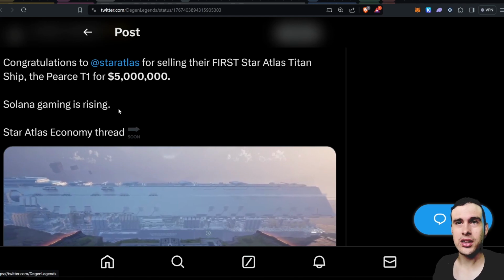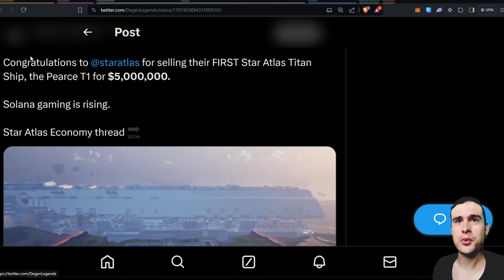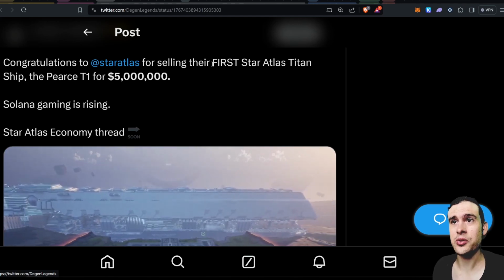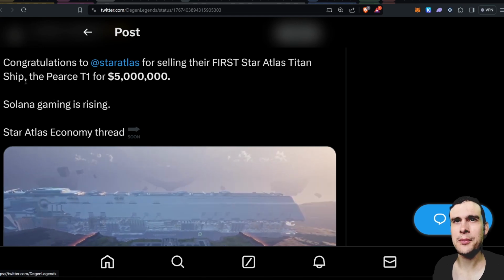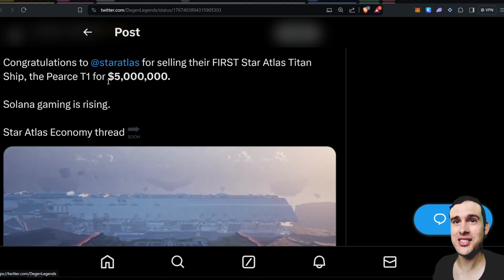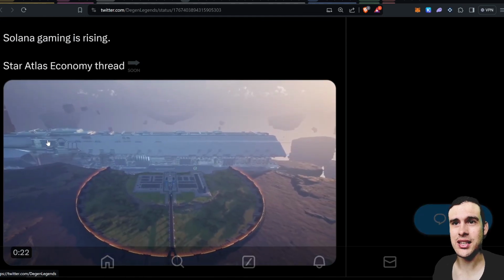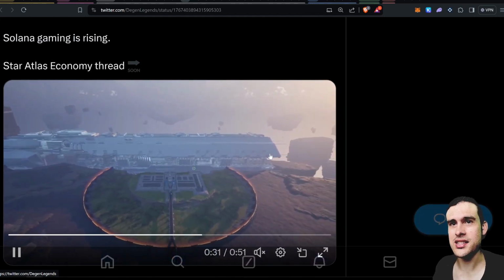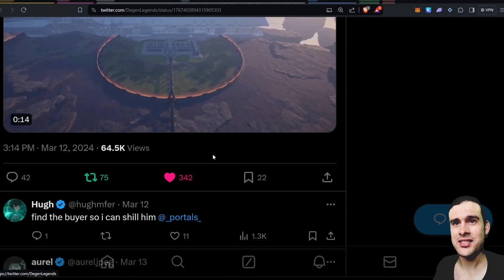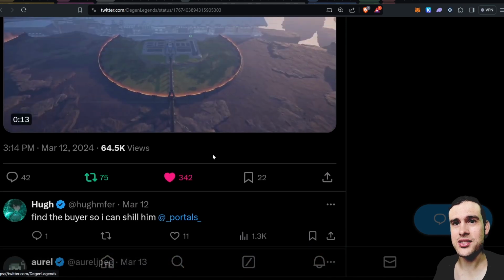Now, let's get into a little bit of gaming news on Solana. So we have Star Atlas have sold their first Star Atlas Titan ship, the PST-1, for $5 million. That's absolutely crazy. Someone obviously deemed that worthy. I mean, look at the size of this thing. That's a $5 million ship. So Solana gaming is on the rise. There's no doubt about that.